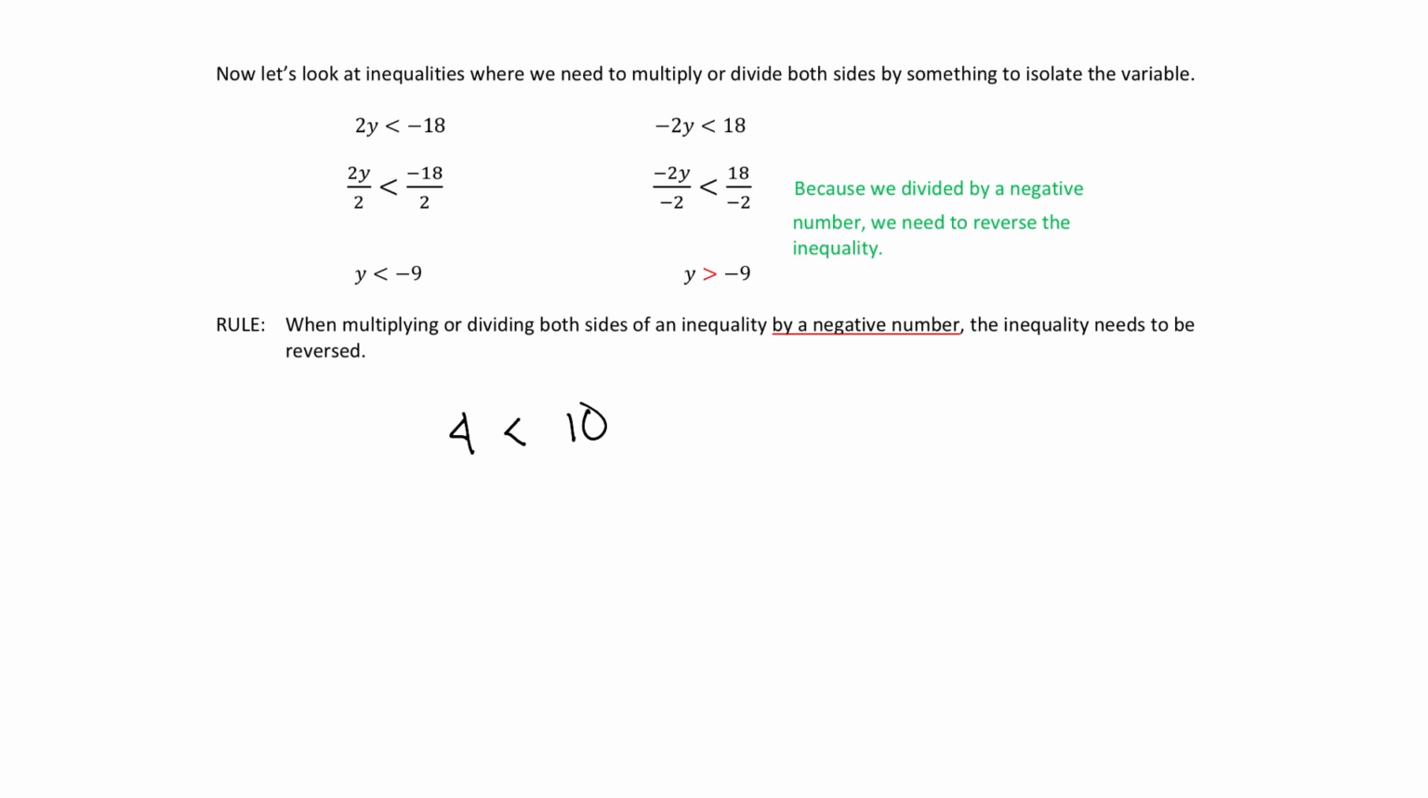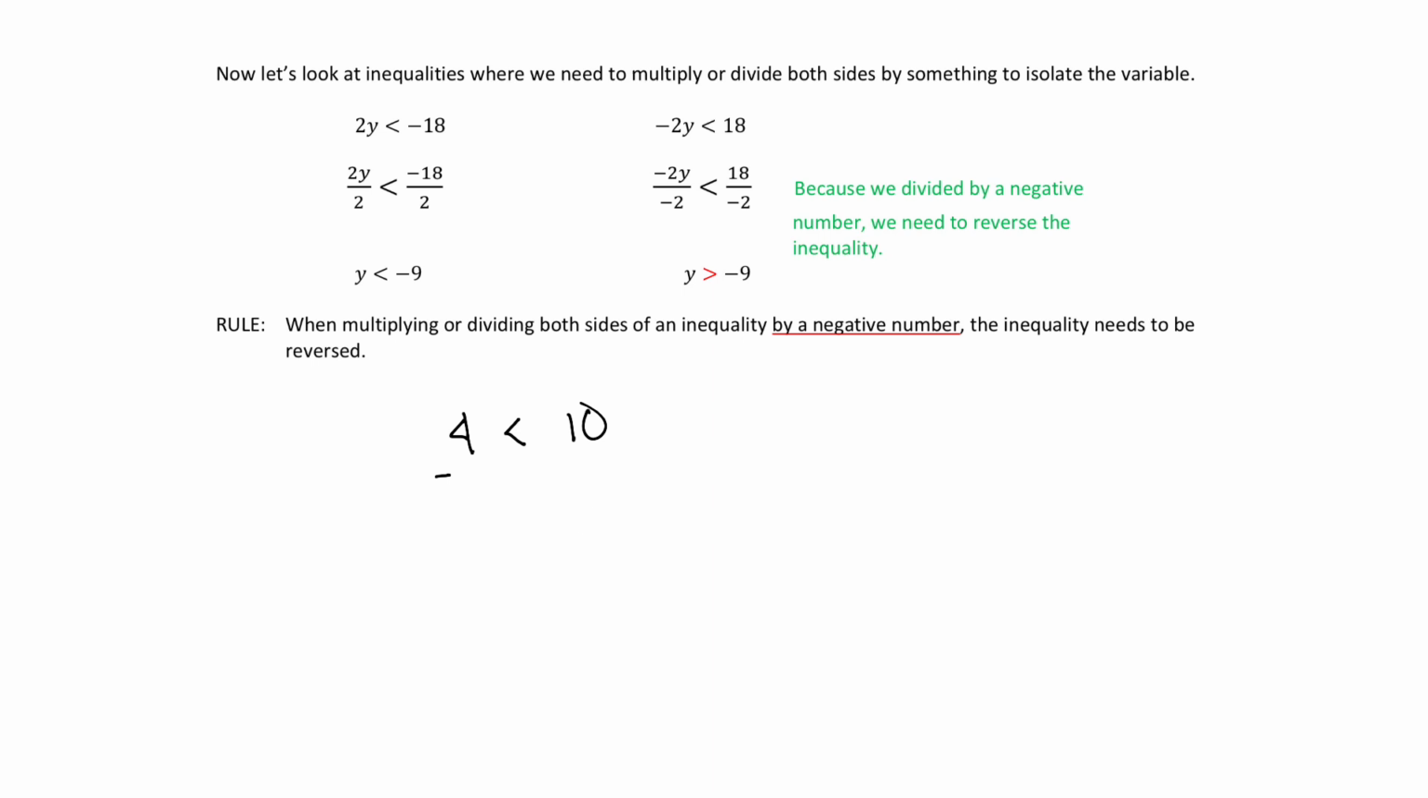So I can add 1 to both sides, and I will get 5 and 11. 5 is still less than 11. That's not a problem. I could subtract something from both sides. Minus 5, minus 5. I would get negative 1 and 5. Negative 1 is still less than 5. That's not a problem either.